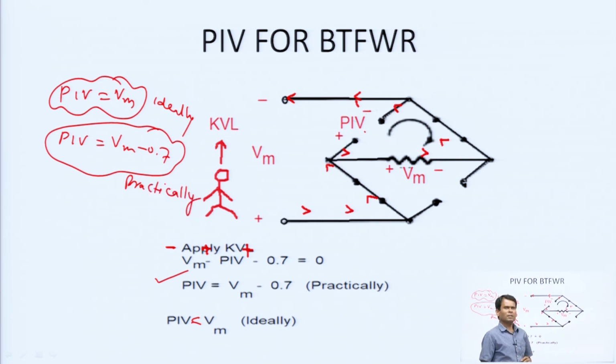Okay guys, whenever you are asked to calculate the PIV, no need to worry, just apply KVL in any closed loop across the reverse biased diode, and we will get the PIV easily. So what is the conclusion about the PIV? The half wave rectifier and the bridge type full wave rectifier have PIV Vm, and the center tap full wave rectifier has PIV 2 Vm.